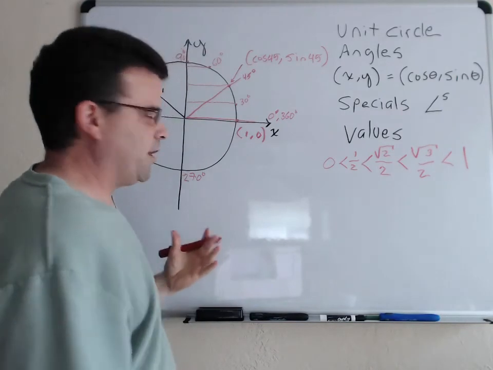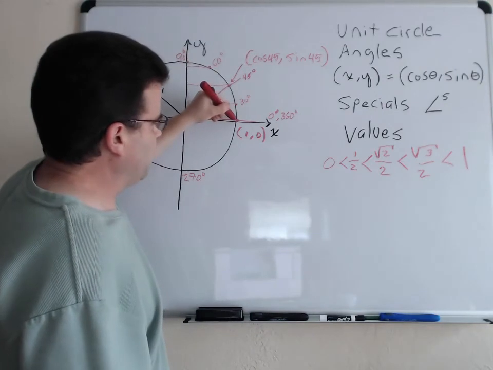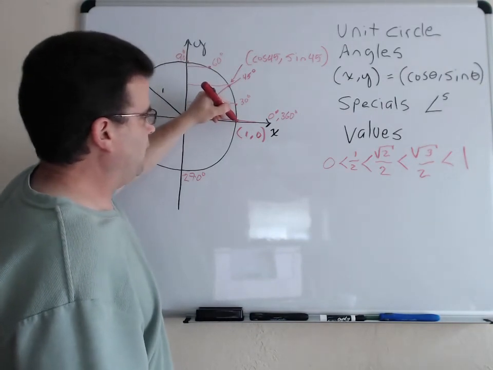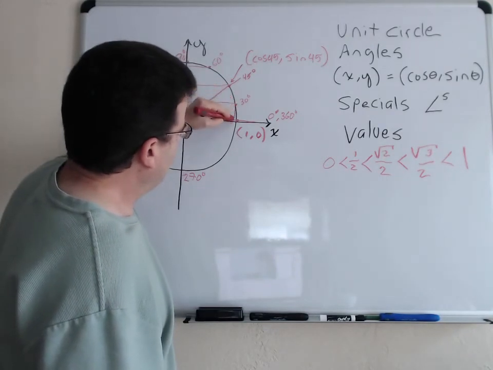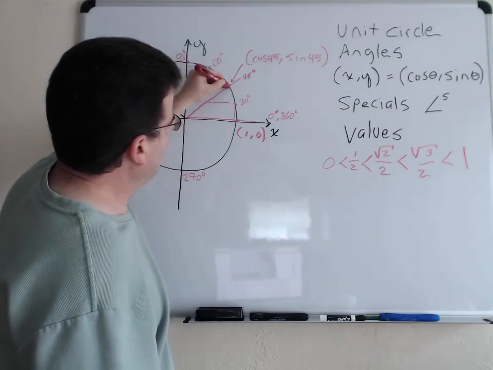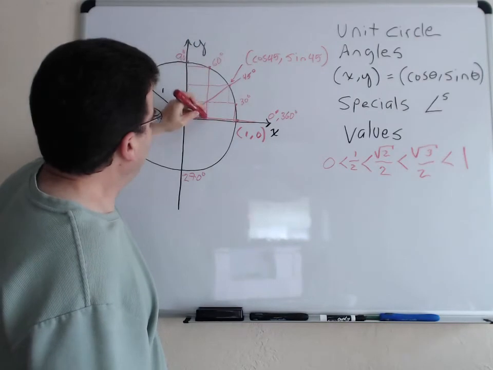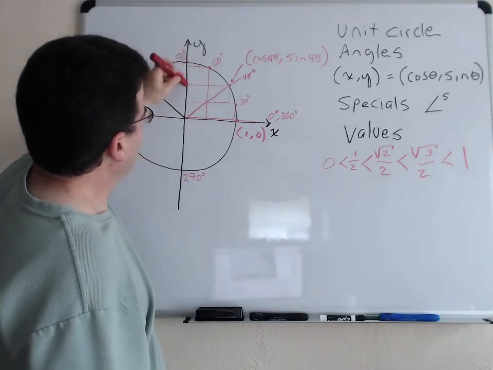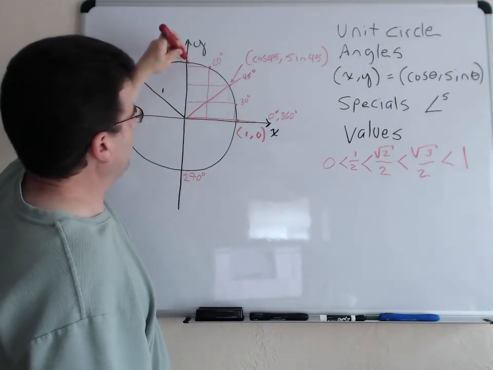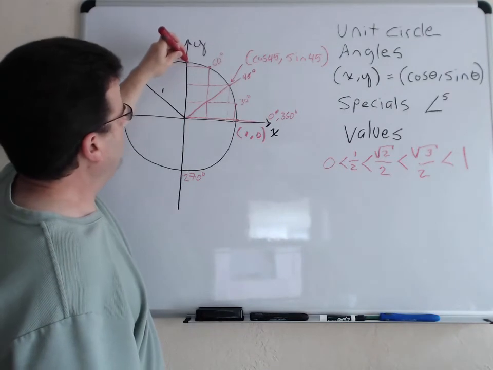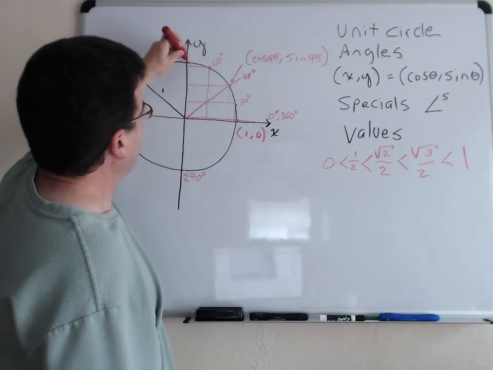And the y-coordinate will be the distance from the x-axis. So the y-coordinate here is, well, we're on the x-axis, so the y-coordinate is 0. And the y-coordinate here will be this length, here this length, and here that length. The y-coordinate here is obviously going to be 1 because we're on the unit circle and we're on the y-axis. The unit circle has a radius of 1. So the y-coordinate there is 1.